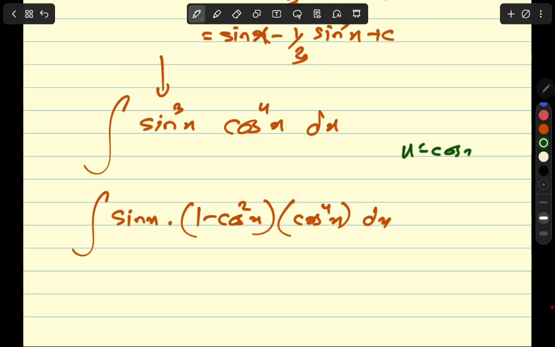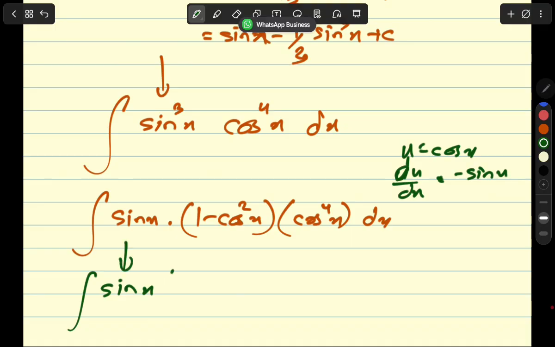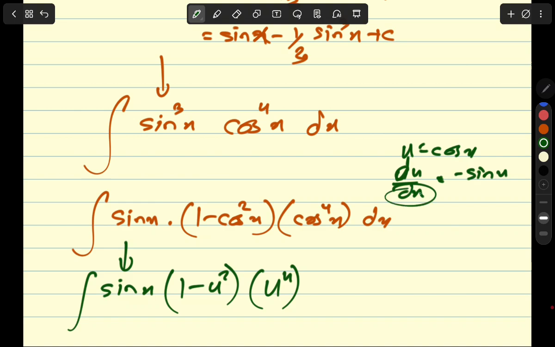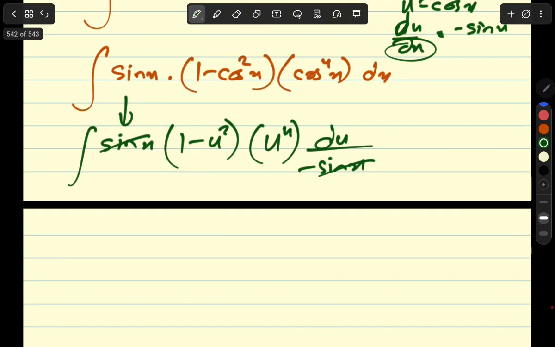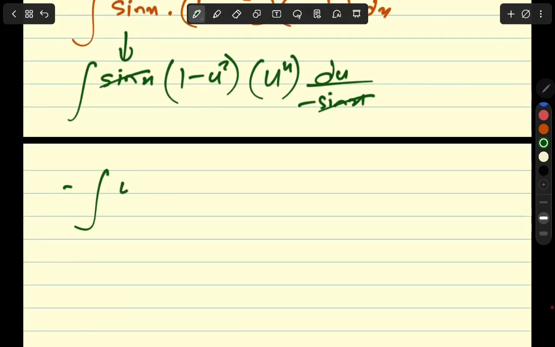So u is equal to cos x, and du by dx is going to become minus sine x, right? So sine x I copy down as it is from here. This becomes 1 minus u squared, and this becomes u to the power of 4, and dx is going to become du over minus sine x. Sine x cancels sine x in the numerator and denominator. So I am now left with minus integral of u power 4 minus u power 6 du, and this is going to become minus 1 over 5, or rather I will put this minus and make this plus, right?